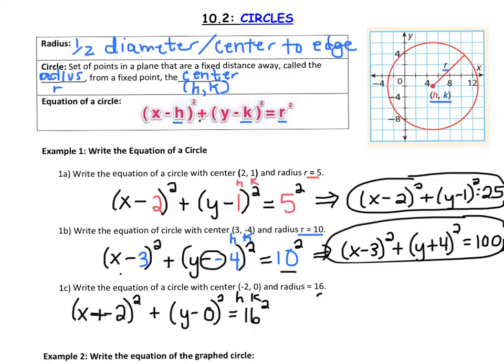So this would be acceptable to leave your answer like this. The one thing that we could do to make it even better is get rid of writing that minus 0. We don't need to go around writing minus 0 from things. So the best way to have your answer would be (x + 2)² plus just plain old y². You could put the y in parentheses, but since it's the only thing in parentheses, we don't really need them. So you can leave it just like that. And 16 squared, I believe, is 256.